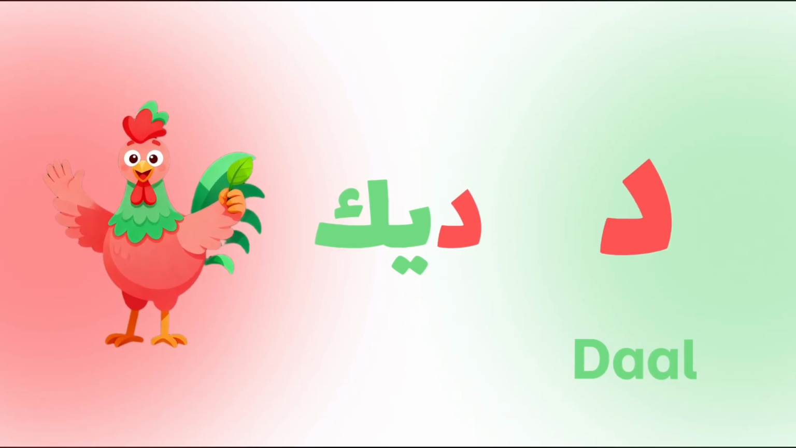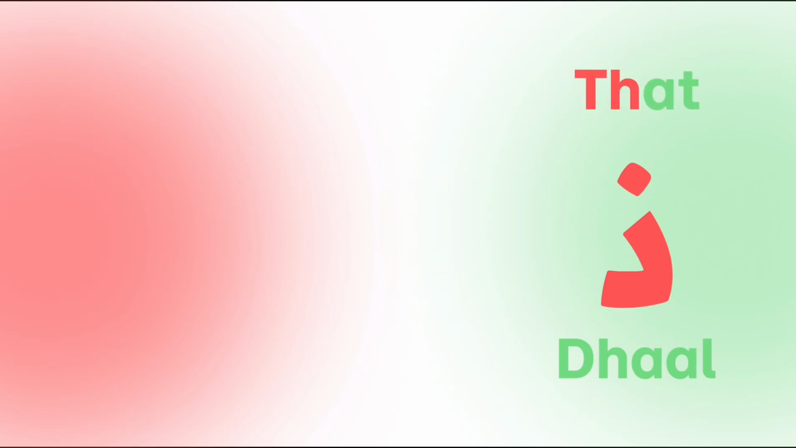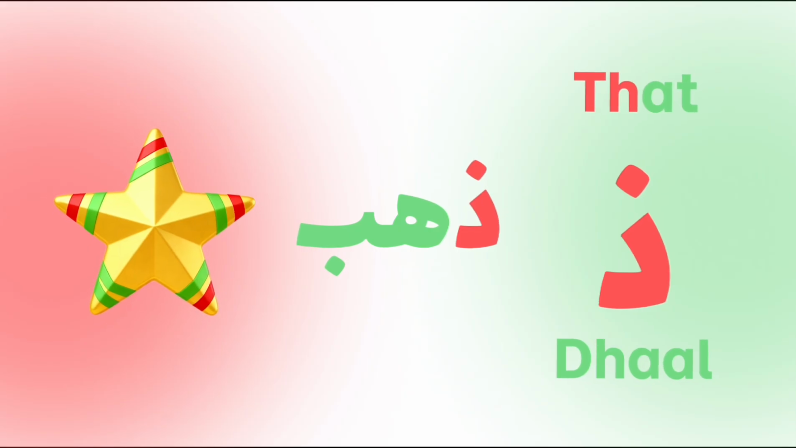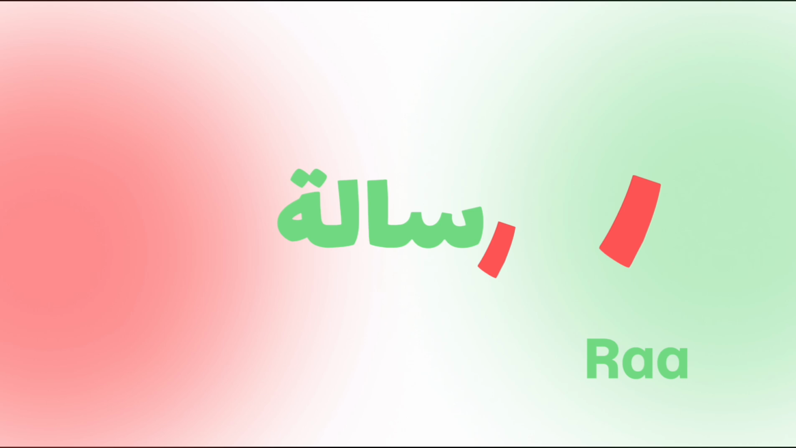Daal. Daal makes the D sound like in deek. Deek, rooster. Dhal. Dhal, a soft th sound like in that, as in dhahab. Dhahab, gold. Ra. Ra, a rolled R sound like in risala.